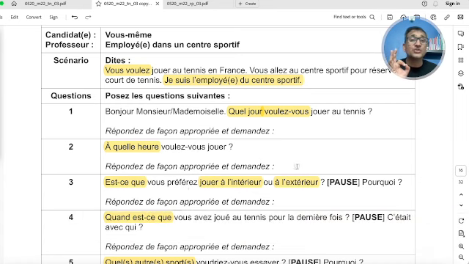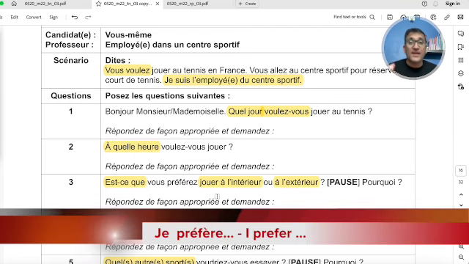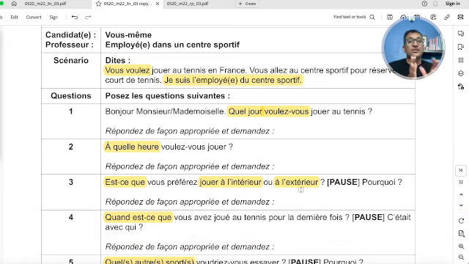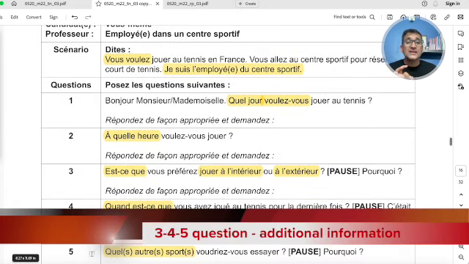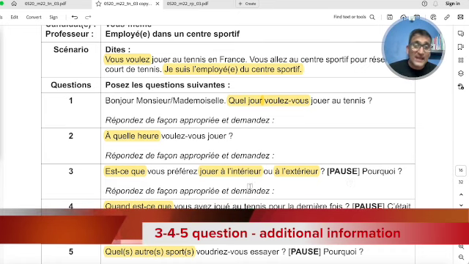Now there is a choice. Remember, jouer à l'intérieur ou à l'extérieur, where ou means or. So vous préférez would be je préfère. You need to select one of these and your work is done for the first part of the third question. So remember, third, fourth and fifth question, you need to give the extra information.